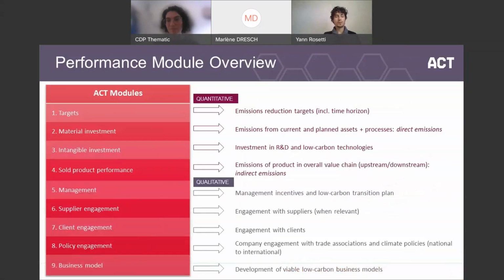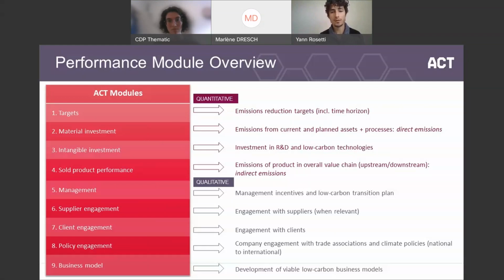So let's go back to the ACT modules. These are the modules that are part of the ACT performance rating. And you see that you have two types, let's say, of modules: the quantitative ones, modules 1 to 4, and the qualitative ones from 5 to 9. Each of these modules takes into account different parameters that are relevant to build the performance assessment.